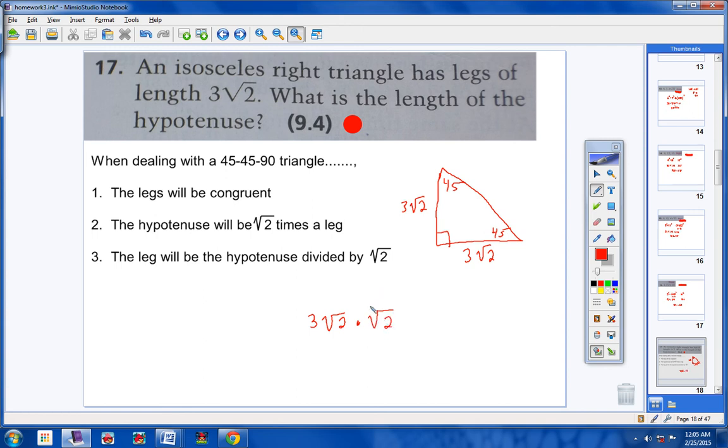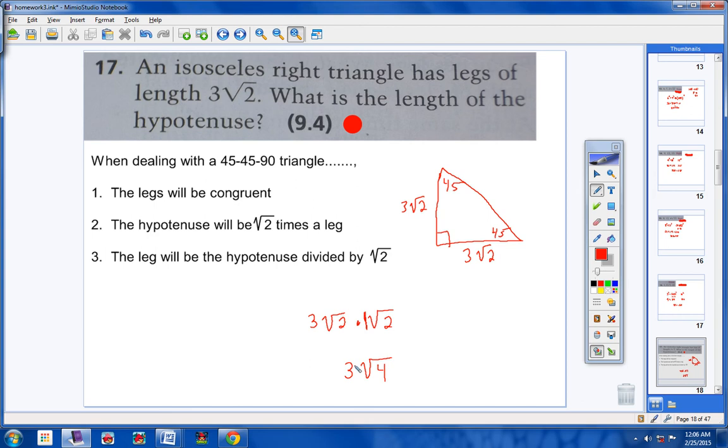Now, be careful here. Even though you can't see it, there's a 1 right here. So you multiply your outside numbers times your outside numbers. 3 times 1 is 3. Multiply your inside numbers times your inside numbers. Well, 2 times 2 is 4.